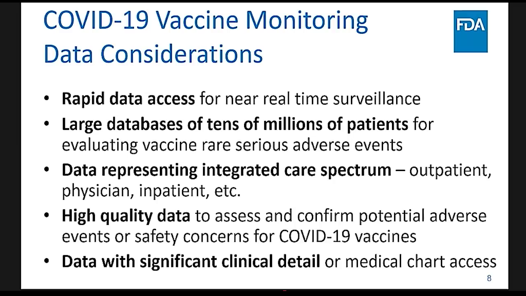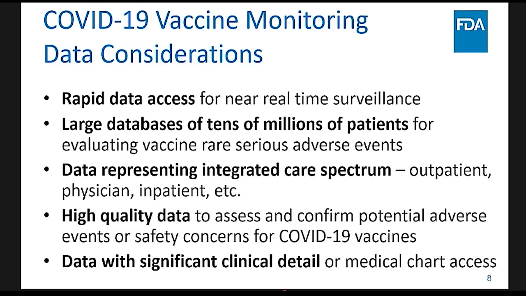We want data that represents an integrated care spectrum, and that means from an outpatient setting. So if a patient gets a vaccine, say in their doctor's office, and then they report to an emergency department or a hospital a few days later, then we'd like to have a system that can cover that continuum of care in those different healthcare settings the patient might visit.